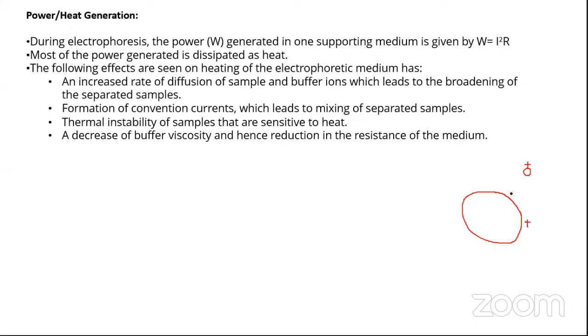Now, according to you, when the concentration of buffer ions increase, several such positively charged molecules compared to your molecule, what will be carrying the current preferentially? Buffer ions or sample ions? Yes?